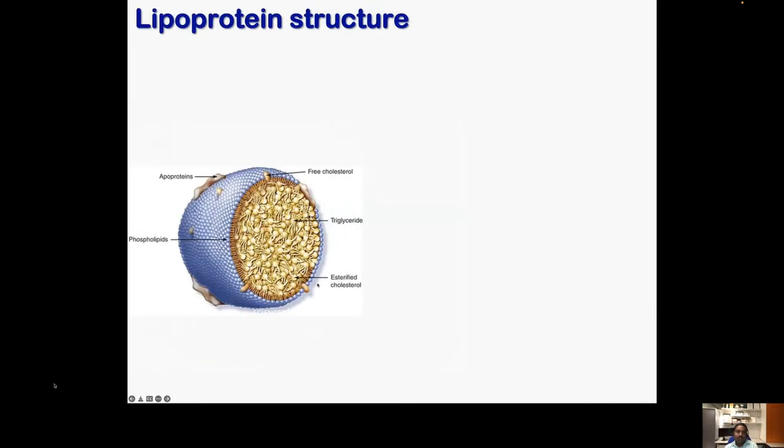OK, so the lipoprotein structure. How will the structure look? The lipoproteins are like a small mesa-like structure. They pretty much look like a cell, but it's not actually a cell. It's just like a cargo vehicle, so it will look like a mesa-like structure.